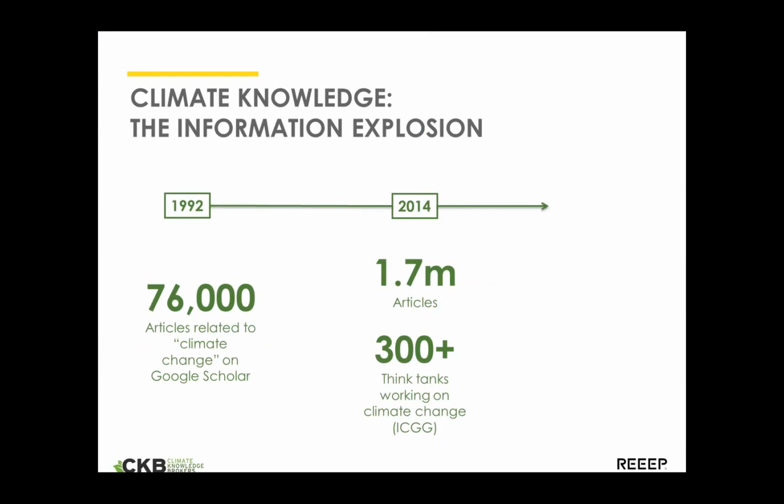One of the reasons for this, as I already said, is that there is a lot of information around, and it's kind of an information explosion. Having a look at the figures here, from 1992 the increase in articles listed on Google on climate change is quite immense, and the think tanks working on climate change now number more than 300. You can imagine how much information and knowledge they produce.